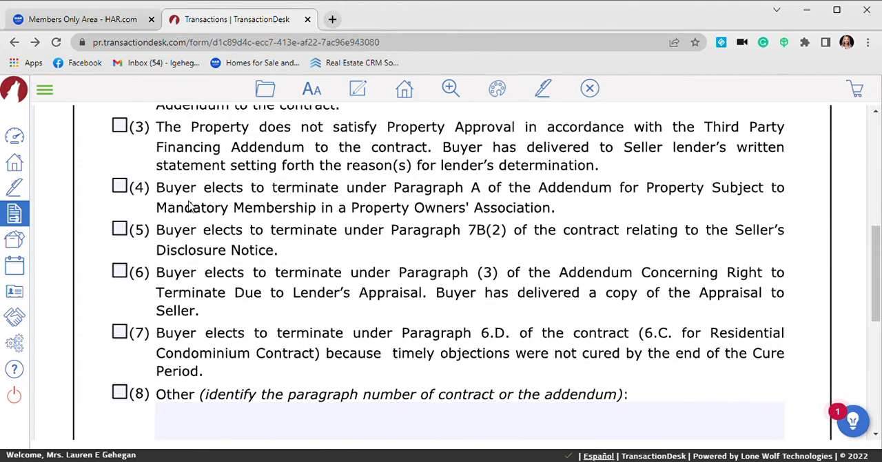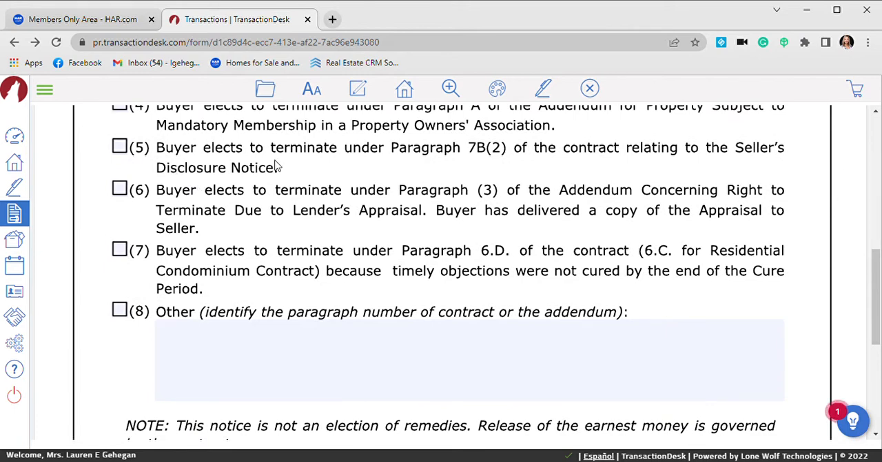Number 4, buyer elects to terminate under paragraph A of the addendum for property subject to mandatory membership in a property owners association. This specific paragraph is talking about the delivery of the HOA information given to the buyer. So the buyer has a few different options on there. They can choose to get the information within so many days. They can also choose to not receive the subdivision information. So that is what that one is about.